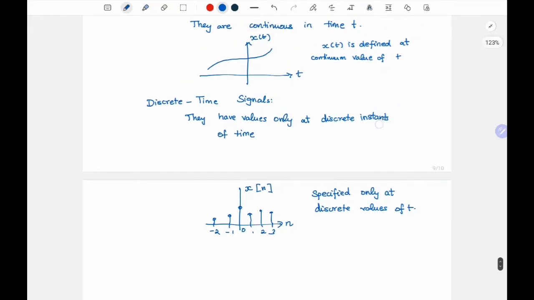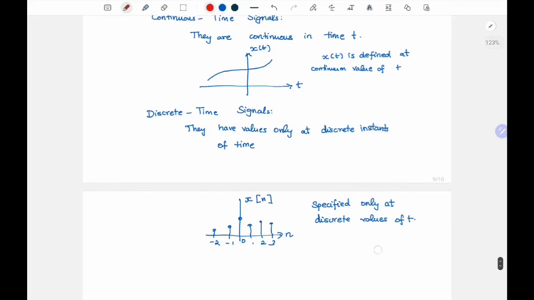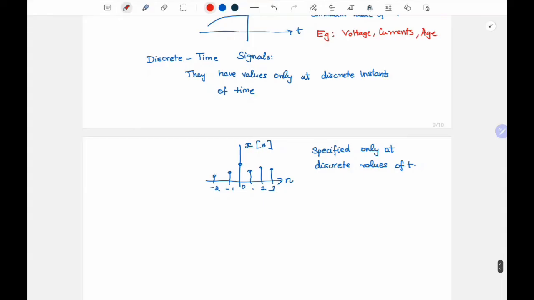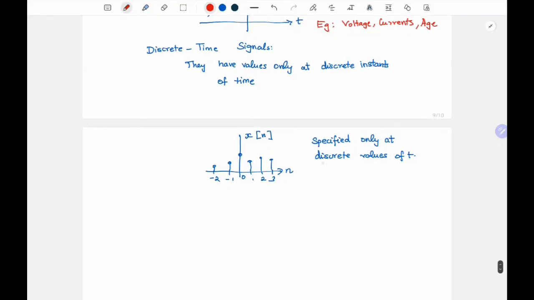So examples of these, if you see, for continuous time signals, you can take all the voltages, currents. So all naturally occurring things, right? It's continuous in time. Even our aging. Age is also continuous in time, as long as quantum mechanics doesn't get involved and they say time itself is discretized, right? We don't go into that.